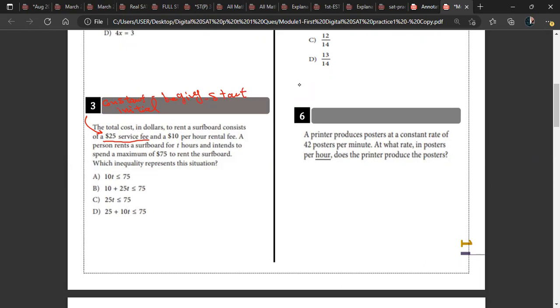And a $10 per hour rental fee. So we have 25 as a constant. You must cancel B and cancel C, because the constant value is multiplied by T there, and this is wrong. The $25 must stay constant, not changed by multiplication by any constant, variable, or unknown. But the $10 per hour rental fee is called the rate of change.